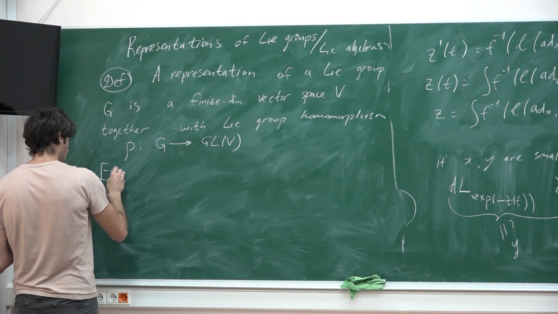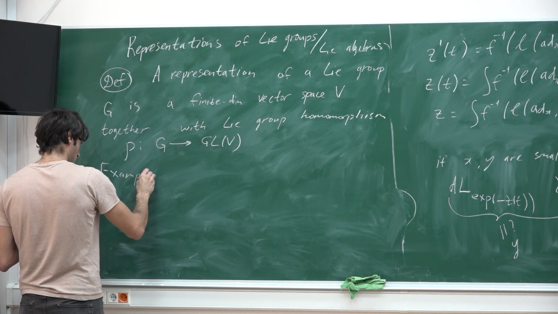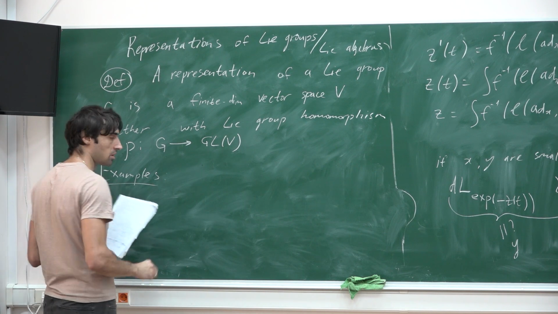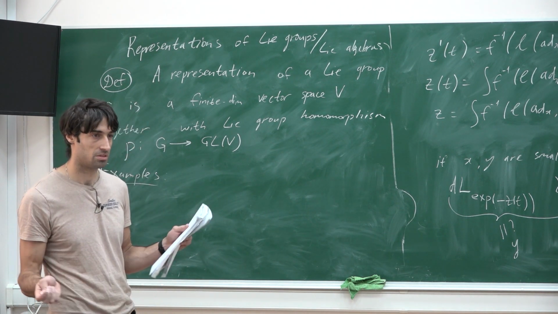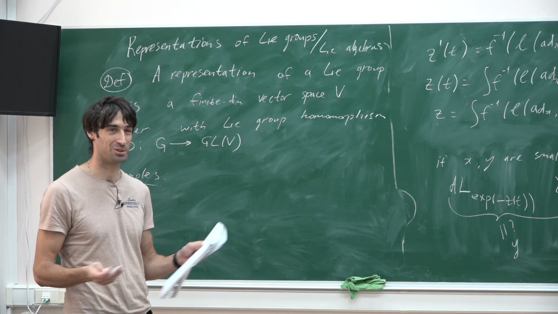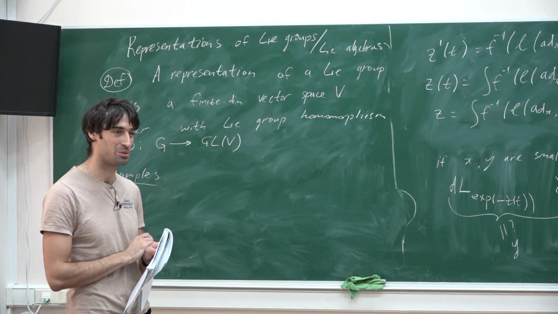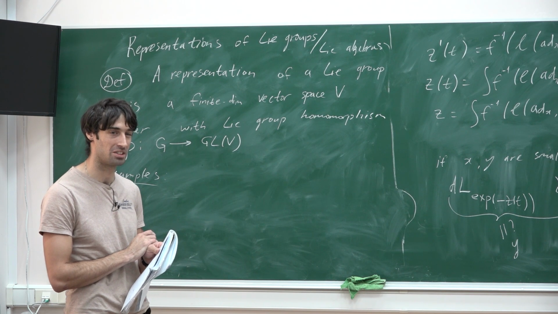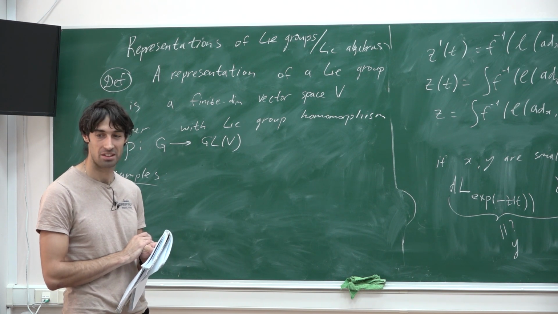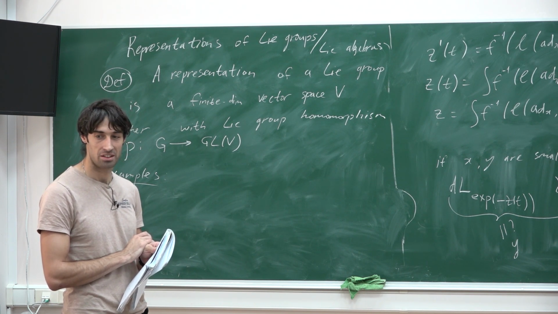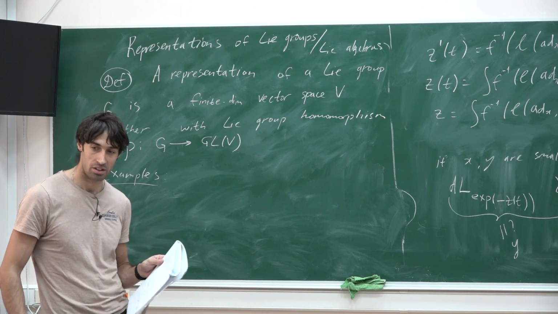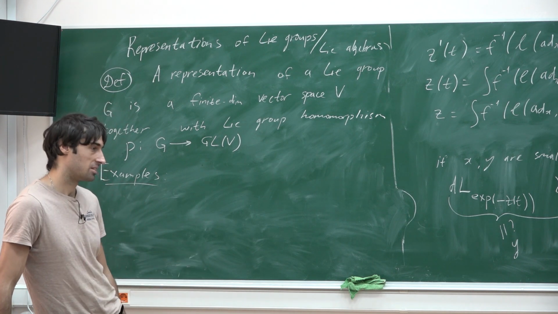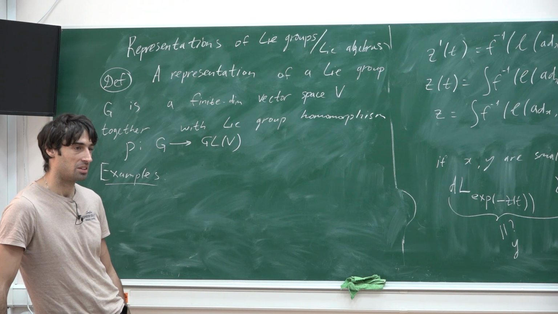Examples. Okay, so this is where you can help me. Feel free to offer. What would be examples of representations? Fourier functions on the circle, exponentials on the circle. It is a representation of what? Of U(1). Okay, very good.